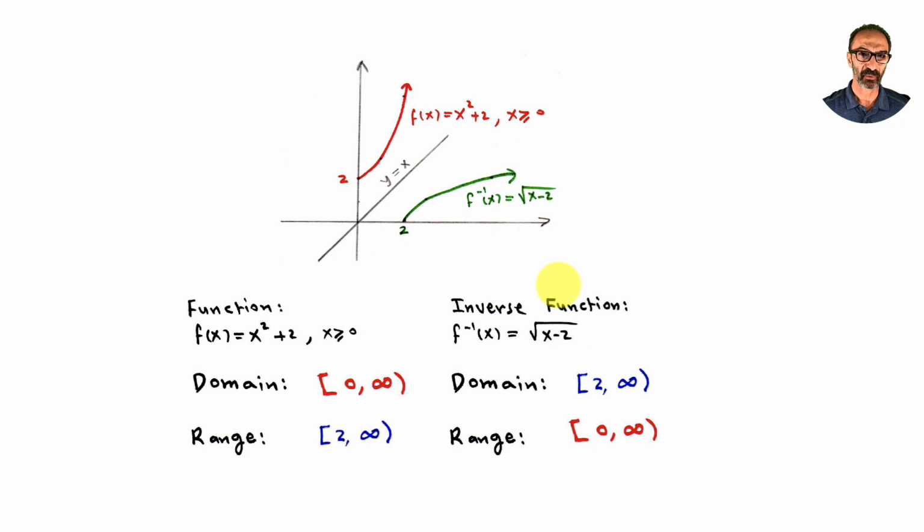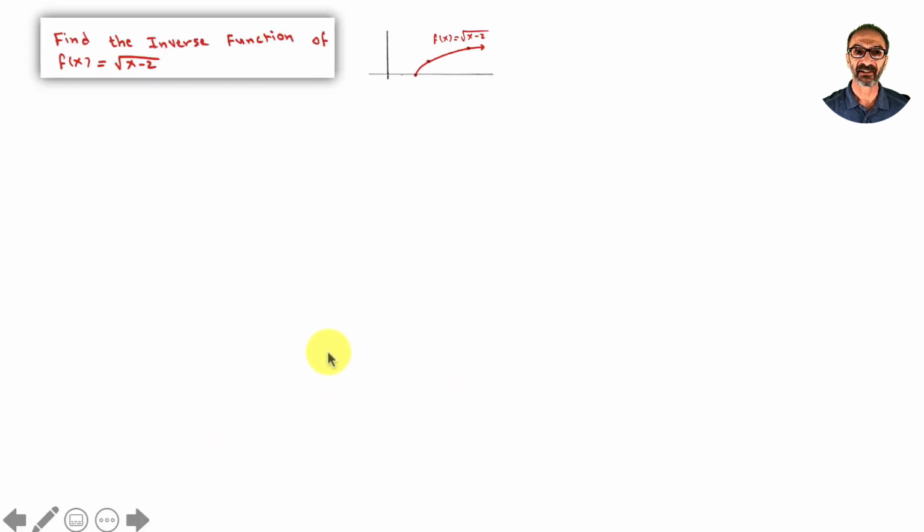let's do it the other way around, which means if we have this and you want to find the inverse of it, it's a little bit tricky, but I saved it for the end because now we have enough information about the inverse and the restricted domain and so on. Let's take a look. Find the inverse function of f of x equals square root of x minus 2.